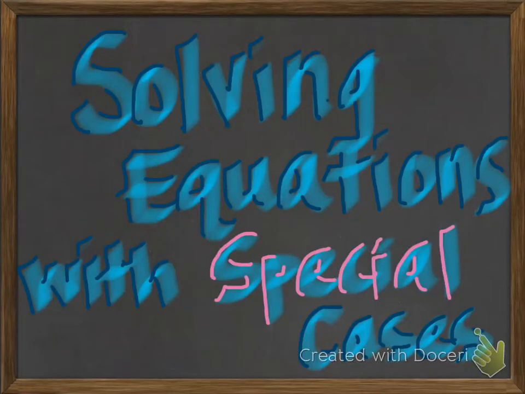Hi students. The last thing we're going to learn in our solving equations unit is what happens when we solve equations that end in special cases. Sometimes you'll solve an equation and something weird might happen. So we're going to talk about what weird things could happen and what they actually mean for the solution.